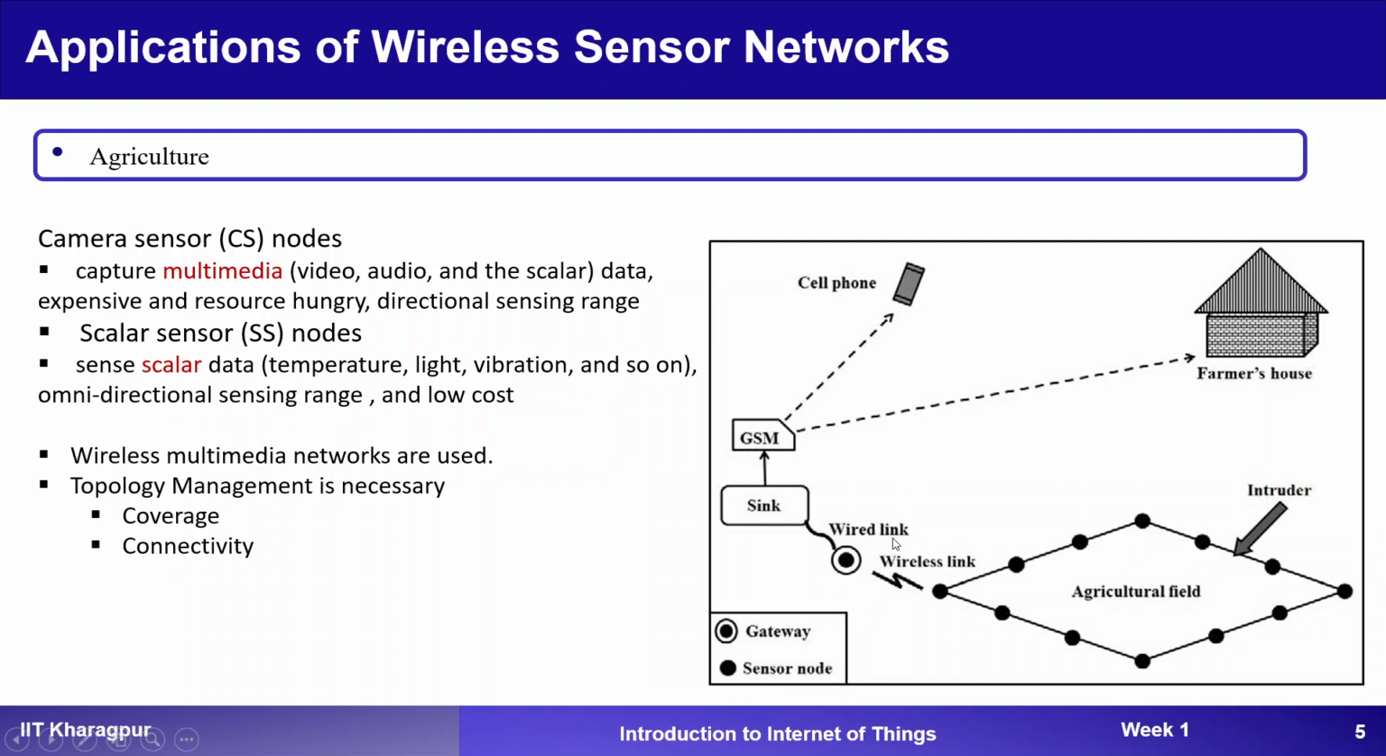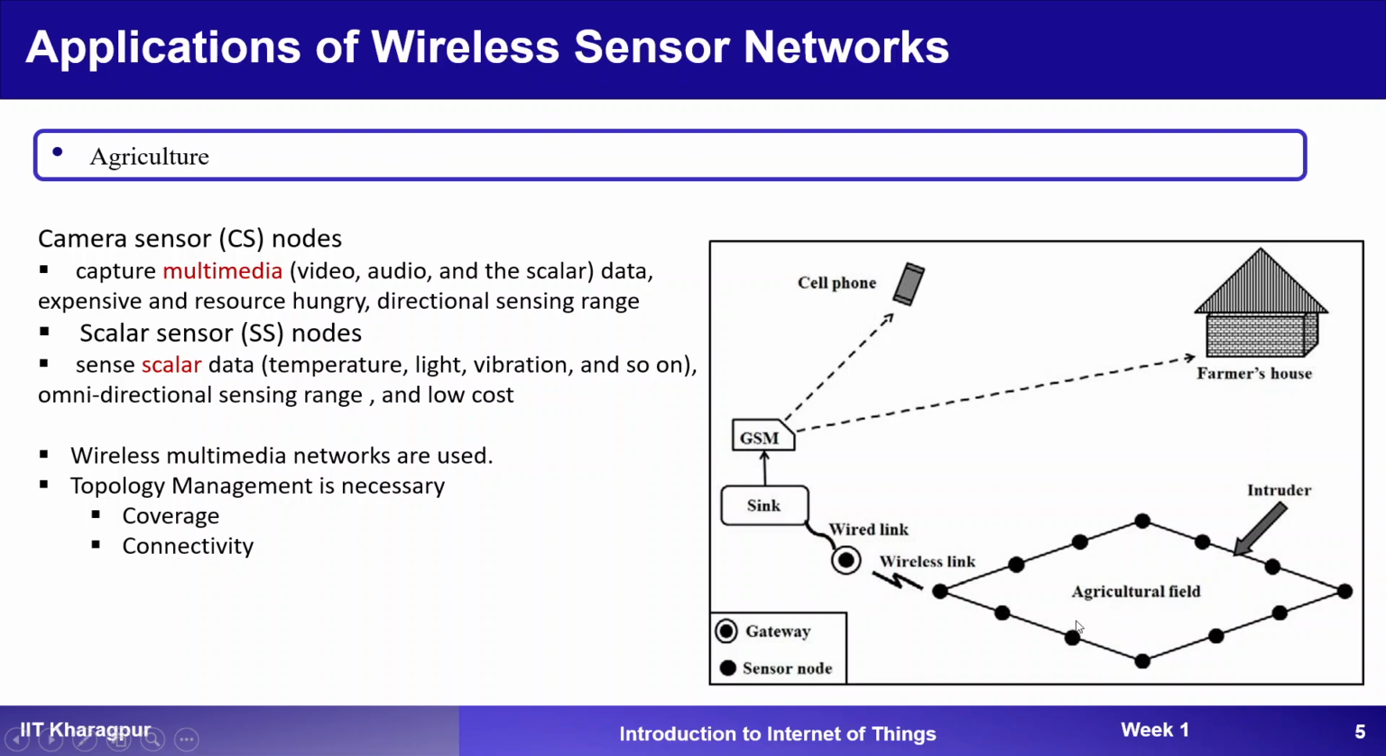So in order to detect their movements, we can use sensors and detect their movement in the agriculture fields. Apart from your sensors, we can use multimedia sensor networks. For example, along with your sensor, we can use your cameras also, your cell phones also, in order to detect these movements in the agriculture field.